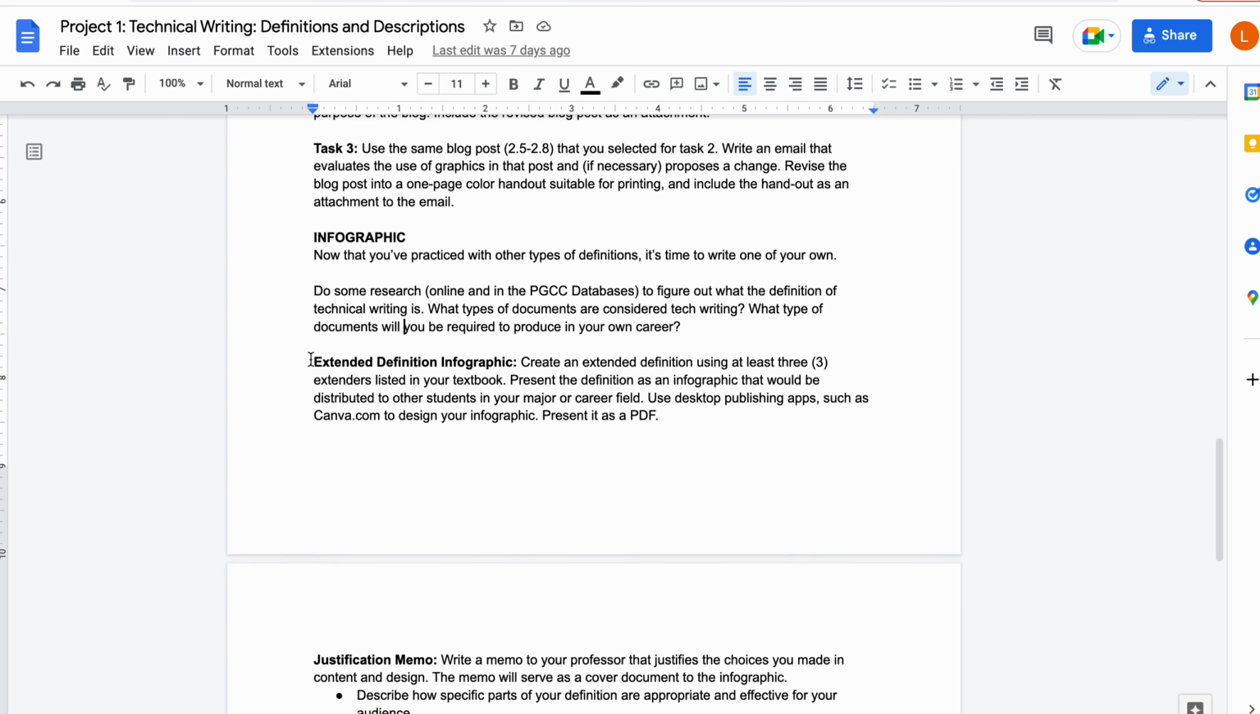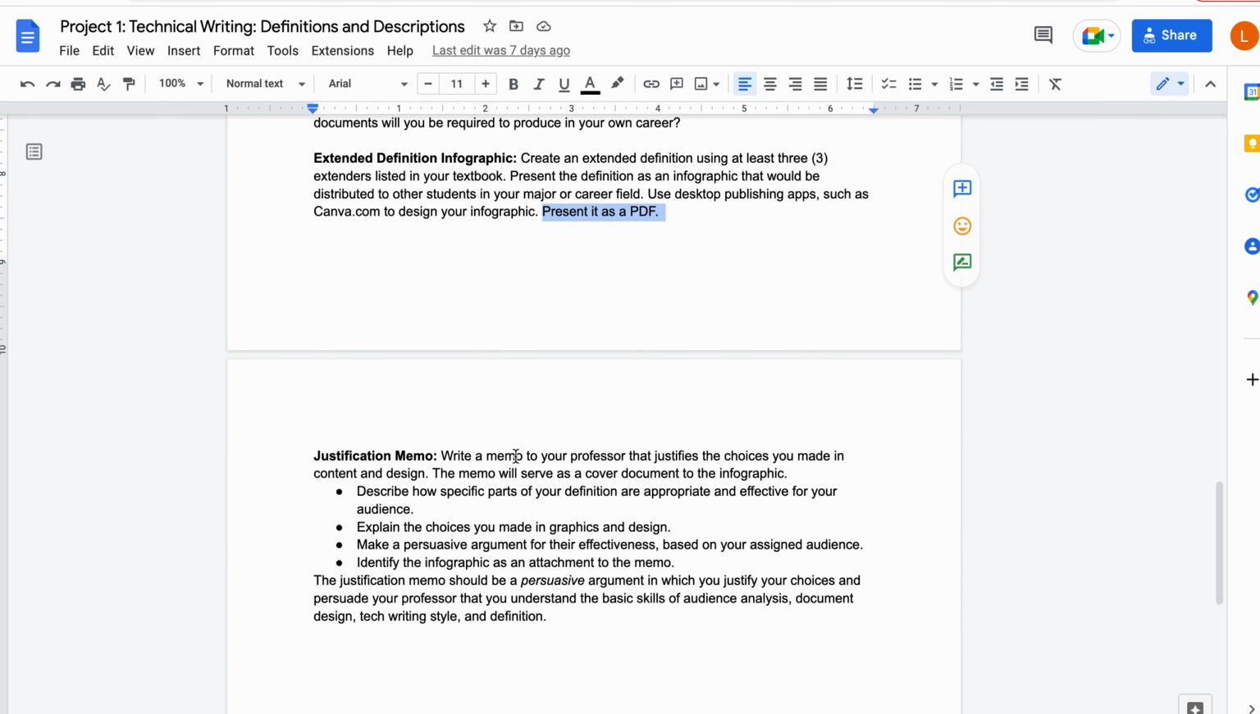So your extended definition infographic asks you to create an extended definition using at least 3 extenders, and those are listed in chapter 10 of your textbook. Present the definition as an infographic that would be distributed to other students in your major or career field. So if you're in nursing, you're going to write about the definition of technical writing for nursing. If you're in IT, it's the technical definition for technical writing in the IT field. You're going to be really specific about your field. This is going to be completed and presented as a PDF so that it can be distributed electronically.